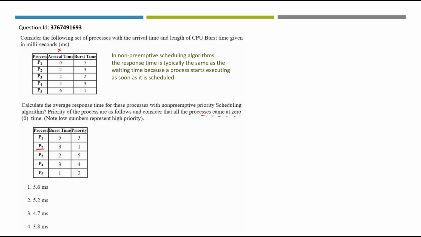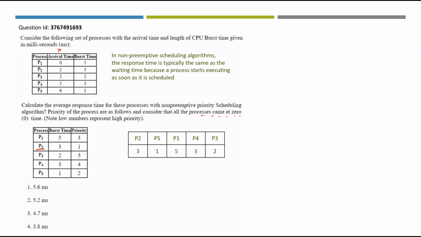In non-preemptive scheduling algorithms, the response time is typically the same as the waiting time, because the process starts executing as soon as it is scheduled. So the order will be P2 first, then the second one will be P5, then we have P1, then we have P4, and finally we have P3. Now based on this, we have to find the average response time. In non-preemptive scheduling, the response time is equal to the waiting time, because once the process gets the CPU, until it completes, it will not get out of it.